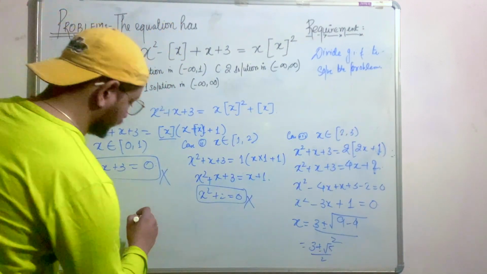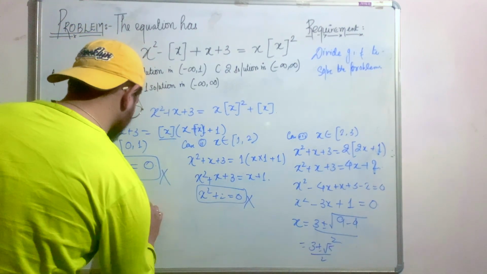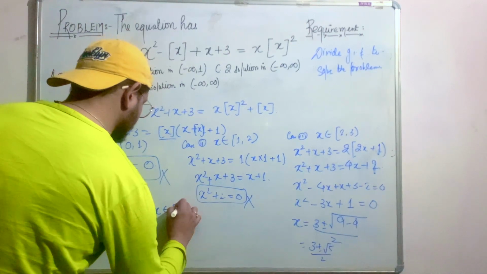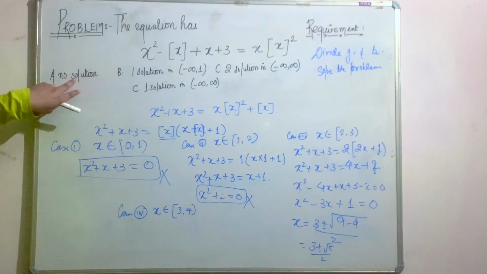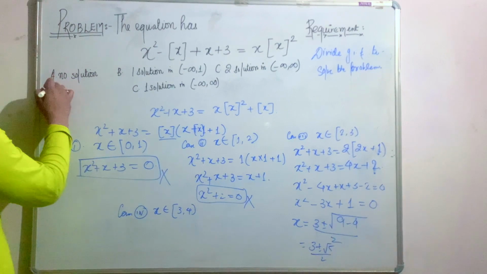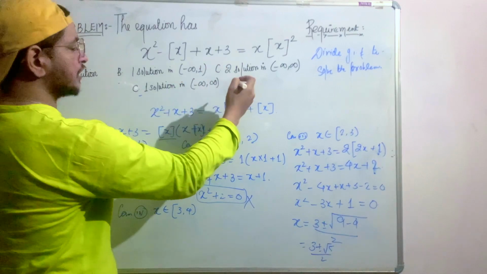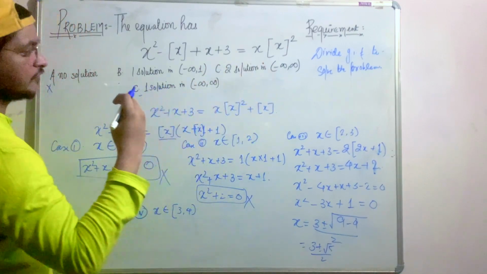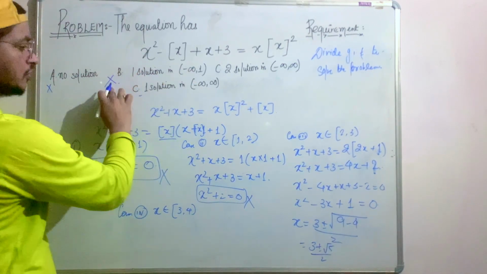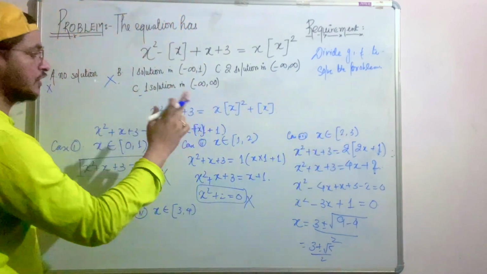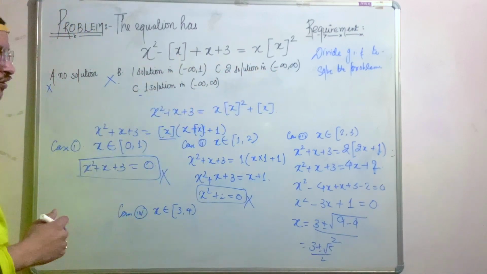Now let's move on to case 4. Here you will write case 4, x belongs to 3 to 4, for our checking purpose. No solution, this one is cancelled. One solution, this one will be possible. And the second case given, two solutions between minus infinity to infinity. One solution between minus infinity to 1, this one is also cancelled because x belongs to 2 to 3, which means this is not possible. Okay, now let's check whether two solutions will be possible or not.